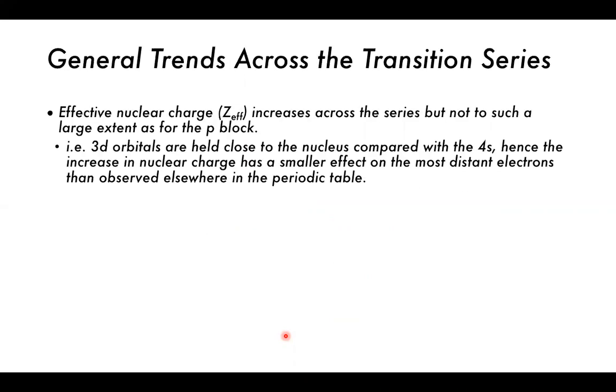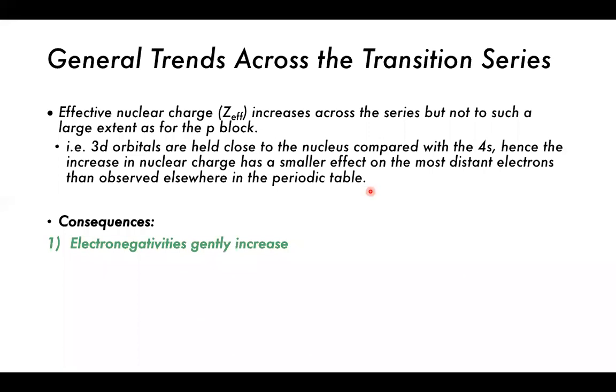So general trends across the transition series. The effective nuclear charge, or Zeff, increases across the series, but not as much or to as large an extent as for the p block. The 3d orbitals are held close to the nucleus as compared to the 4s, and hence the increase in nuclear charge has a smaller effect on the most distant electrons than observed elsewhere in the periodic table. Because there are a lot of d orbitals around there, they're typically closer to the nucleus, and so the effect of the nucleus is felt greater over all of the orbitals.